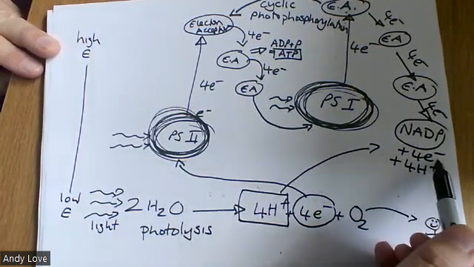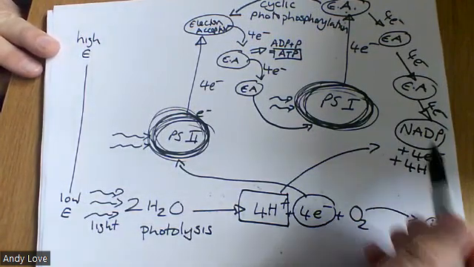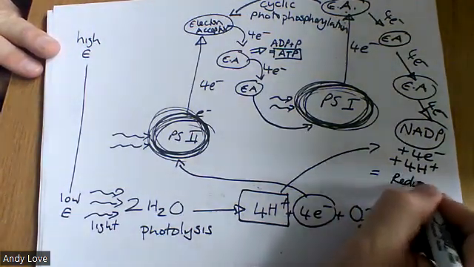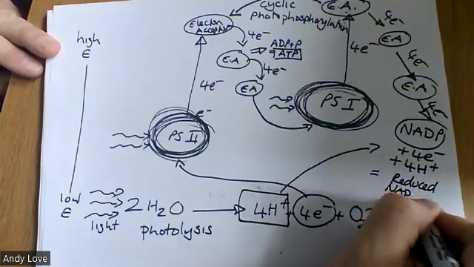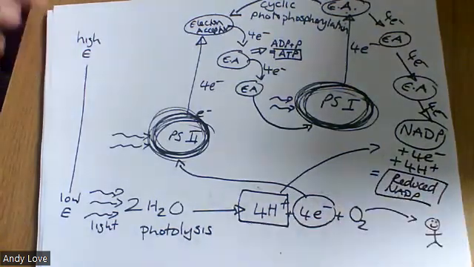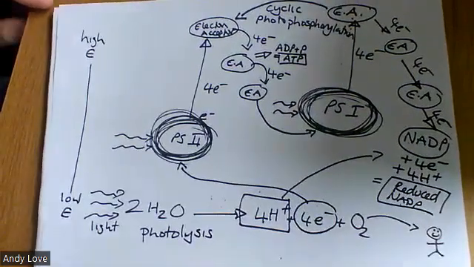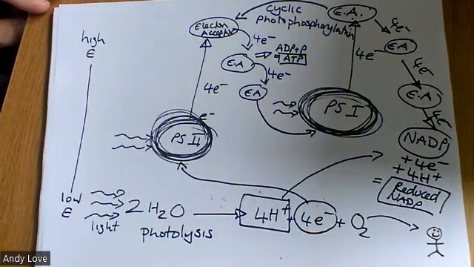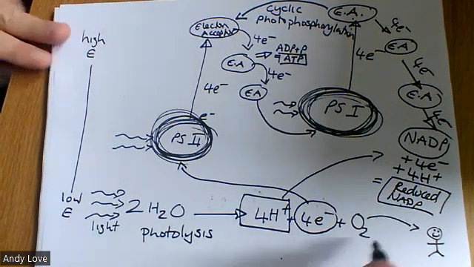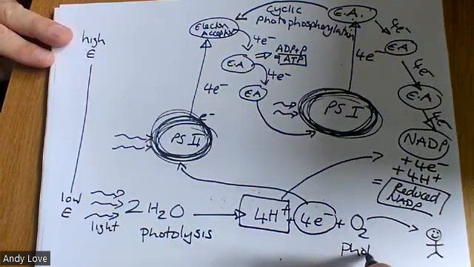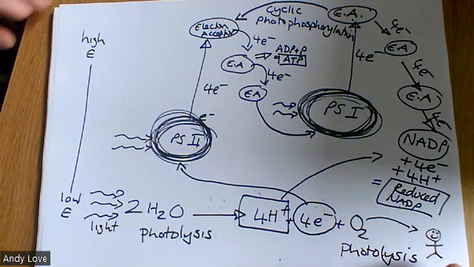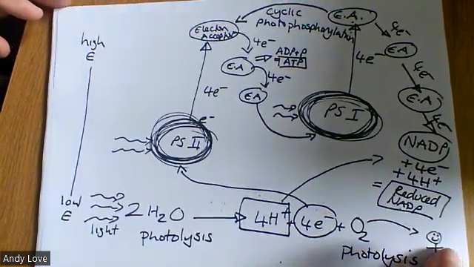So you've got 4 hydrogen ions, 4 electrons. That means you've got 4 hydrogen atoms. And they join on to NADP. And that makes reduced NADP. So after all that of this light-dependent reaction, what have you made? You've made a bit of ATP and you've made a bit of reduced NADP. And the oxygen is made by photolysis. All right? That is a light-dependent reaction. Practice it so you can draw it out.